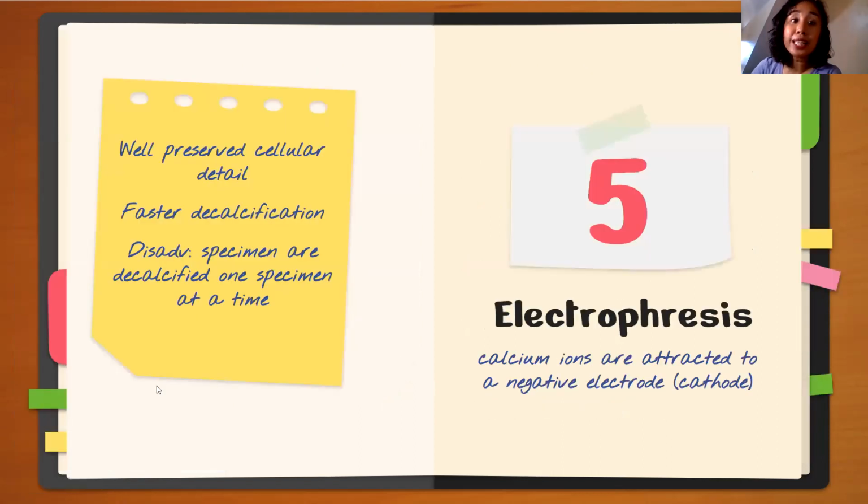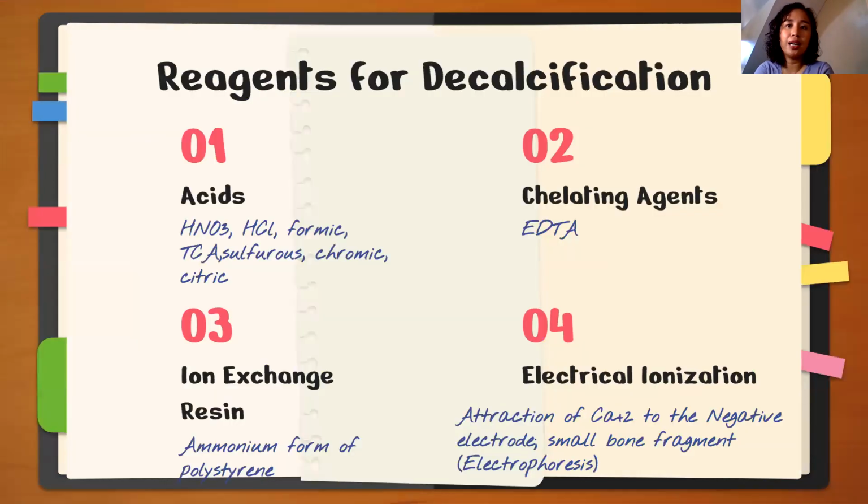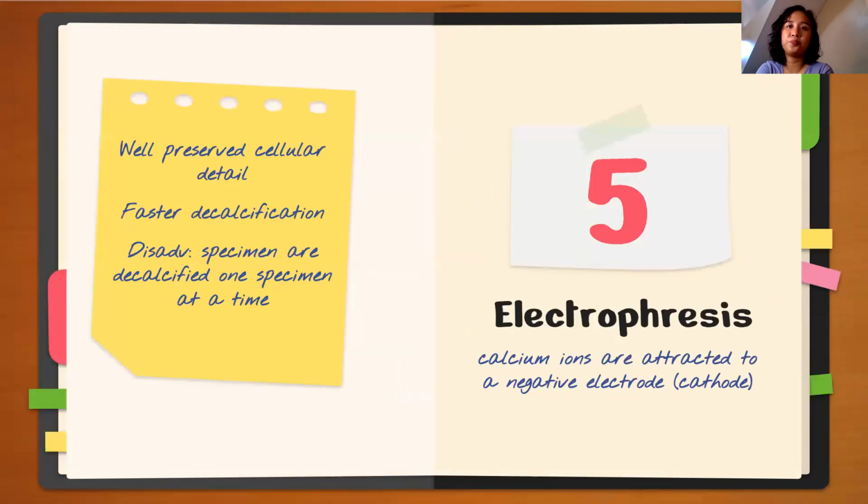Next, guys, is electrophoresis. Yan. So, yun, electrophoresis, or iba yung term ko kanina, electrical ionization. So, calcium ions are attracted to the negative electrode or cathode.